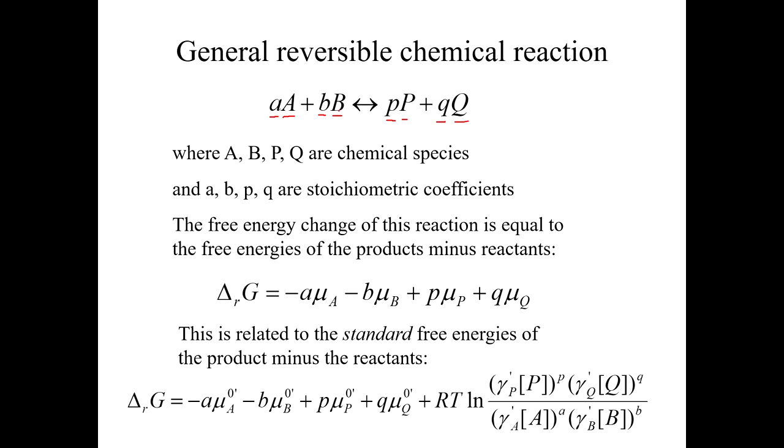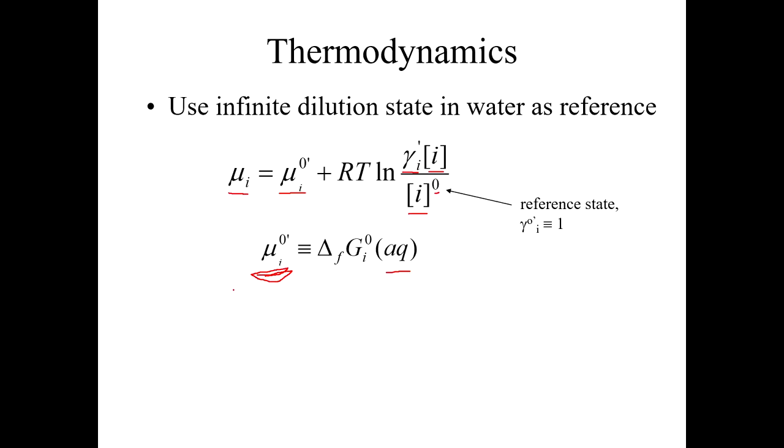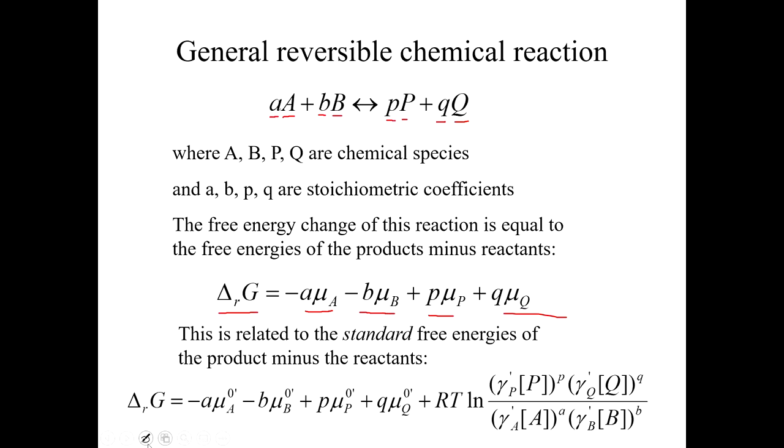You can have these reactions occurring, and the delta G of the reaction is the chemical potential of the products minus the reactants. So here are the products, that's why they have plus signs in front of them, and here are the reactants, and they have negative signs in front of them. So that's the delta G of the reaction, and because we know that we can use this equation for the chemical potential of each individual species, we can rewrite this equation in this form.